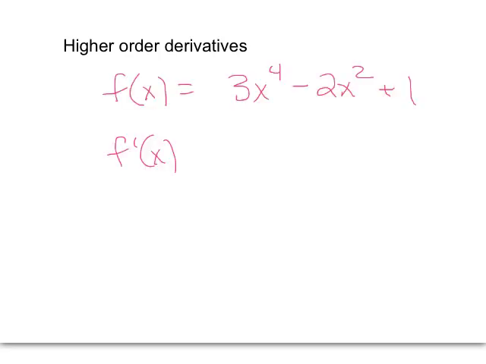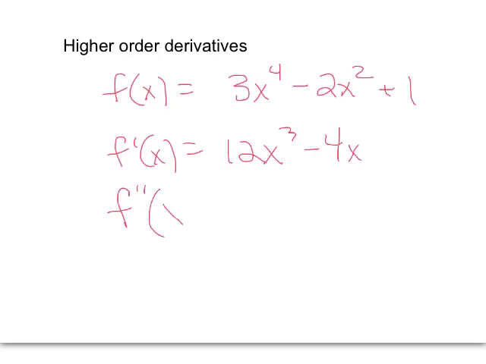Given f of x is 3x to the 4th minus 2x to the 2nd plus 1, let's find the derivative. Well, that's pretty easy. We just throw the exponent out front. That'll be 12x to the 3rd minus, the next one is going to be 2 times 2 is 4. Reduce the exponent by 1, you get 1. And then the derivative of a constant is 0.